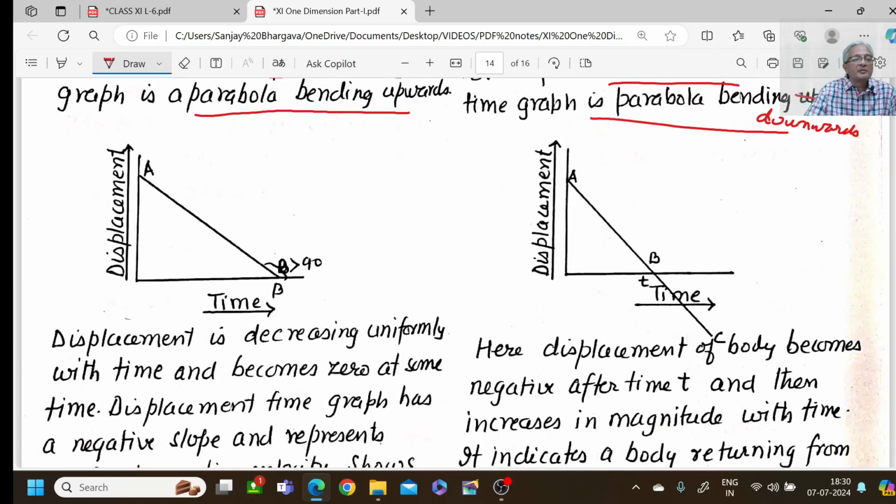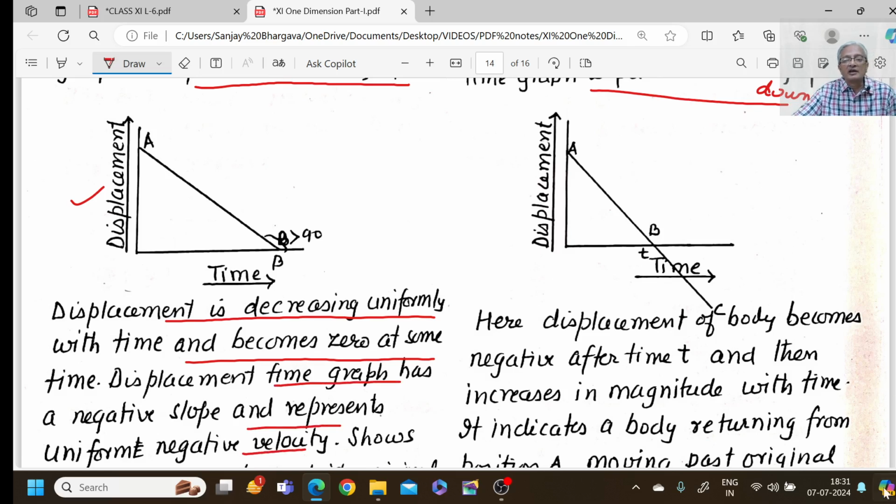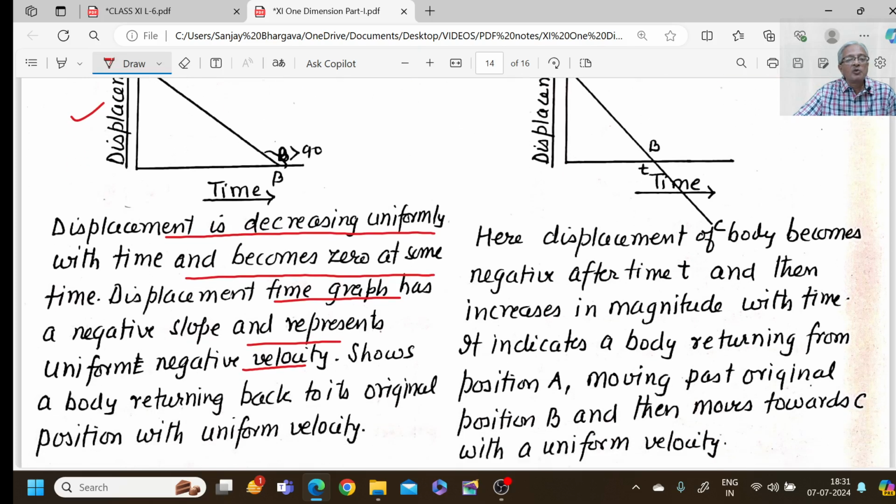Another displacement time graph, the displacement is increasing. In this case, just look here, the slope is decreasing. So we say displacement is decreasing uniformly with time and becomes zero at some time. Displacement time graph has a negative slope and represents uniform negative velocity. What does it show? It shows a body returning back to its original position with uniform velocity.